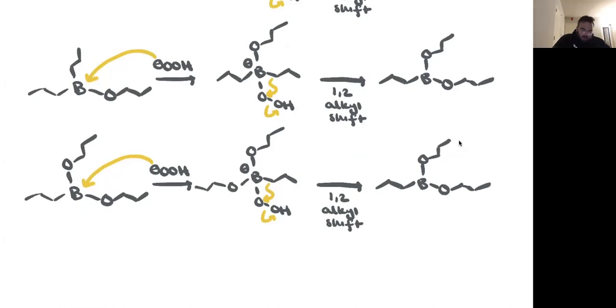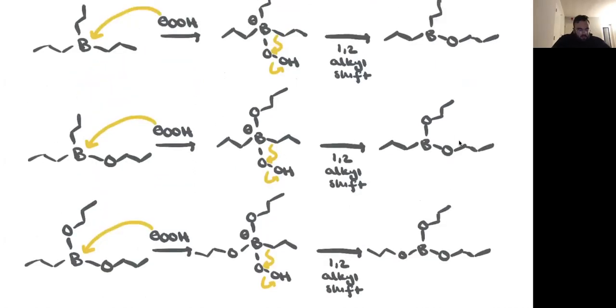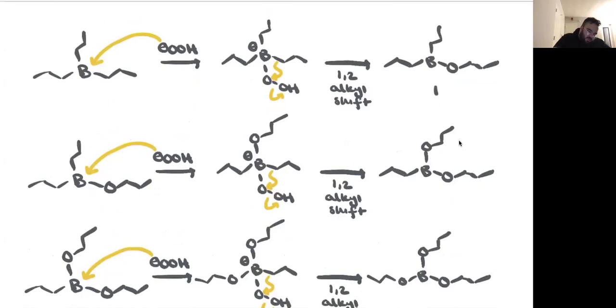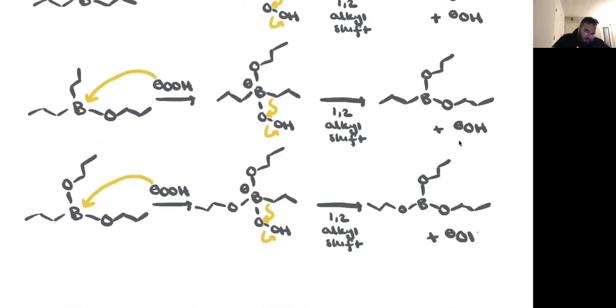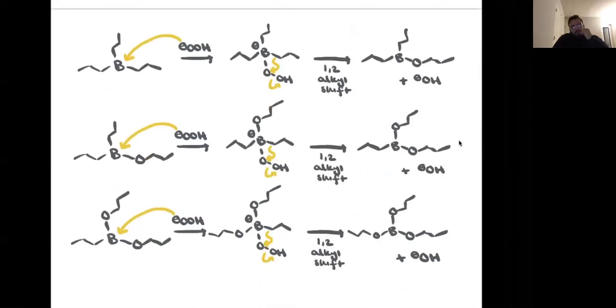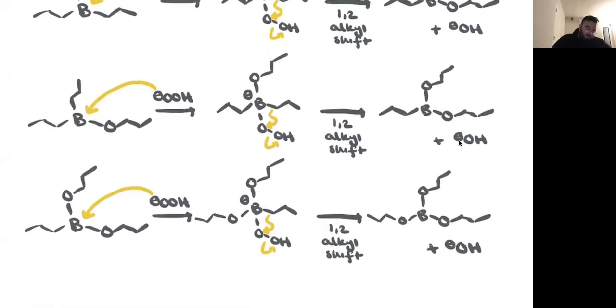All right, so then we do another 1,2 alkyl shift, and our final product just has 3 boron-oxygen bonds, right? And in each of these steps, we are generating hydroxide as a byproduct, which becomes important very, very soon. Cool. So that's another step that happens 3 times, and then we're going to do yet another step that happens 3 times. Okay, this time we're going to add our hydroxide into our boron with an empty p orbital.